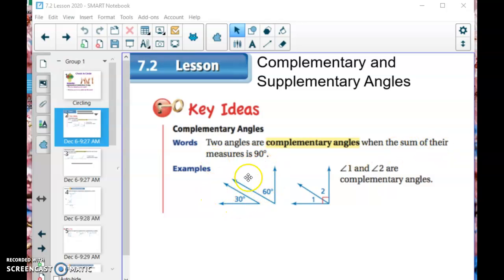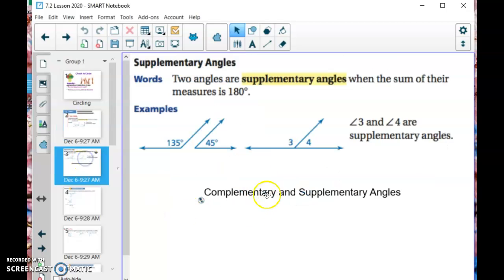Now you can just have two angles that when you add them up, they equal 90 degrees, or you could also have two angles that are adjacent to each other and have this little red square in the corner, and that means that those two are complementary angles as well. So complementary angles, two angles that sum to 90 degrees.